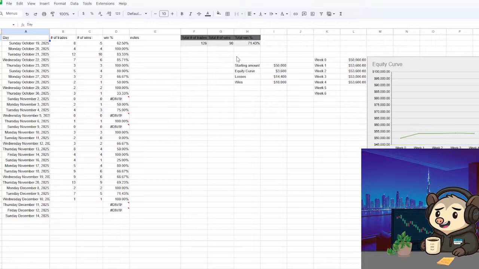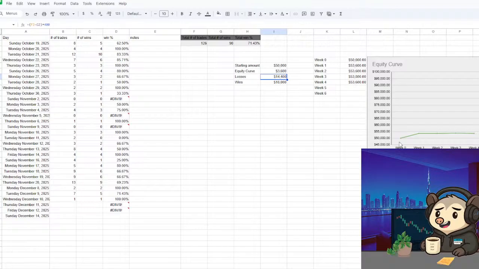So yeah, we were looking at what, 71%, but look at our equity curve. This is 126 trades, and our equity curve is absolutely garbage. Even though it's a 71% win rate, because it has a negative risk to reward, the losses completely destroy that. And we just were flat for like a month or so.